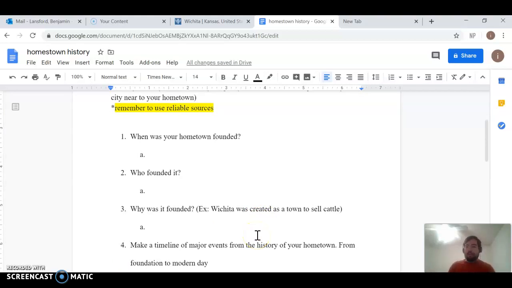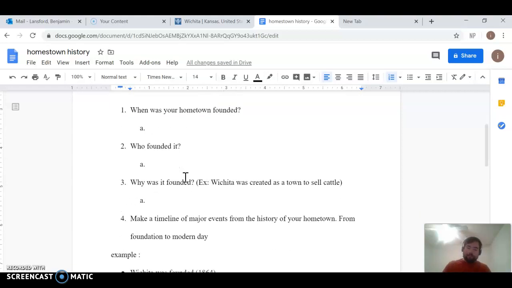So when was your town founded? So this, I would like to get as specific as possible, down to the day, month, year kind of thing. But if you can only find the year, that's okay. But try to get as specific as possible, right? Who founded it? This is more along the lines of if you can get a specific person or specific people who founded the town, great. But a lot of times that's not going to be available. So think about a group or what group founded it, right? So for a lot of Kansas towns, it'll be settlers going west, that kind of thing, right?